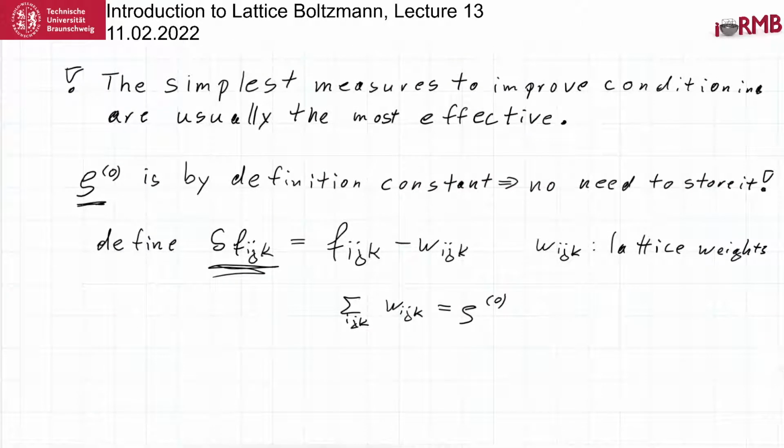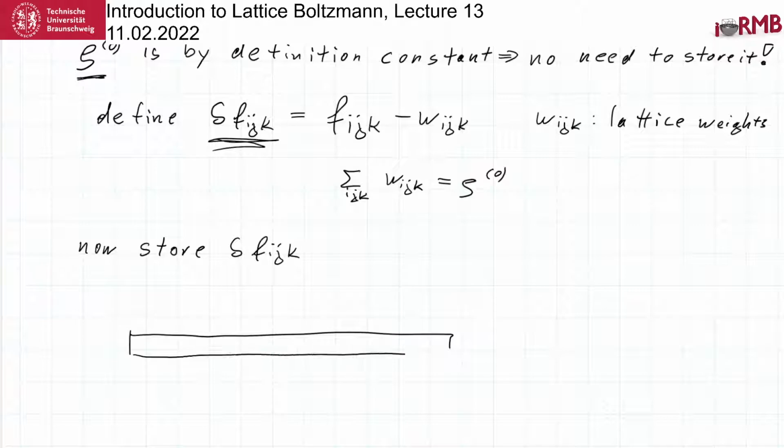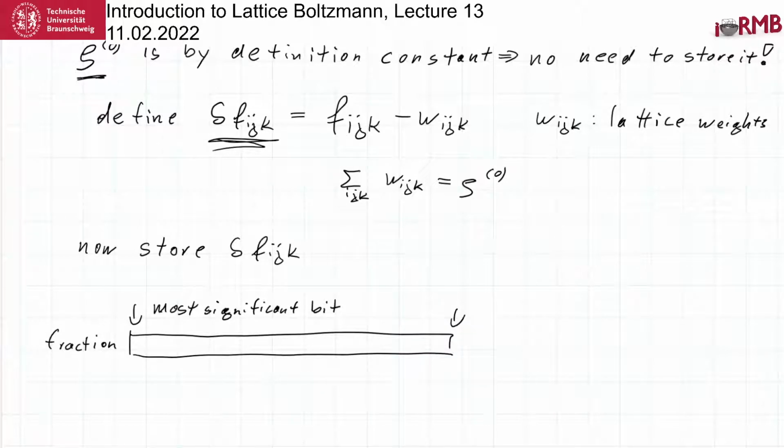And what we do now is, instead of storing Fijk, we store delta Fijk, and now this will look this way. If this again is our fraction, and here we have the most significant bit, and here we have the least significant bit.